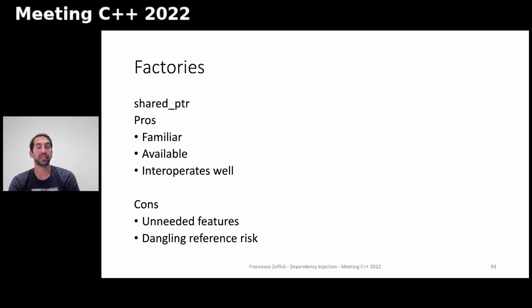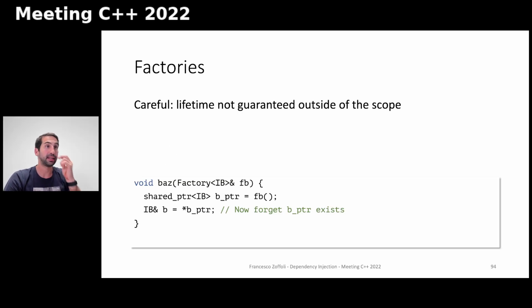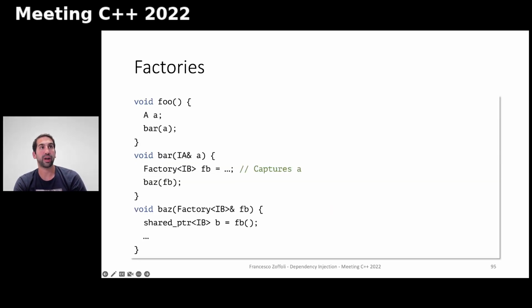The disadvantage is that it has a bunch of unneeded features. For example, we don't need reference counting, we don't need the weak pointer, and also there's a dangling reference risk. Let me explain why. In an example in which we have foo, which calls bar, and in bar we create a factory, which captures our A dependency, and then we call this factory inside bus.